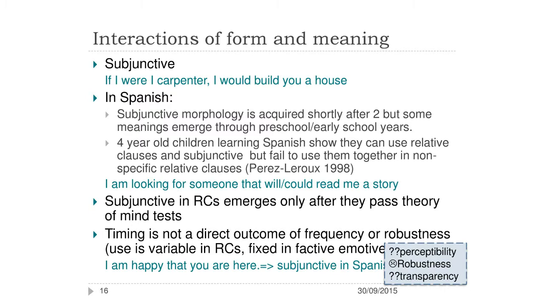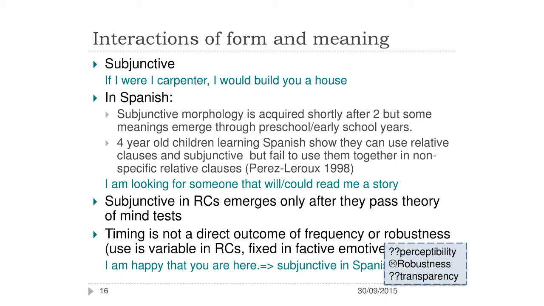And children at the age of 4, they already had the subjunctive, they already had the relative clause modifying construction, but they couldn't put it together. And they didn't until they learned to pass a false belief task. It's almost like until they could conceptualize talking about things that are not in the real world, they couldn't incorporate this construction, which basically lets you say, I'm looking for someone, I'm not saying that person exists, but if it were to exist, I'd like to do this or that. I'd like her to read me a story.